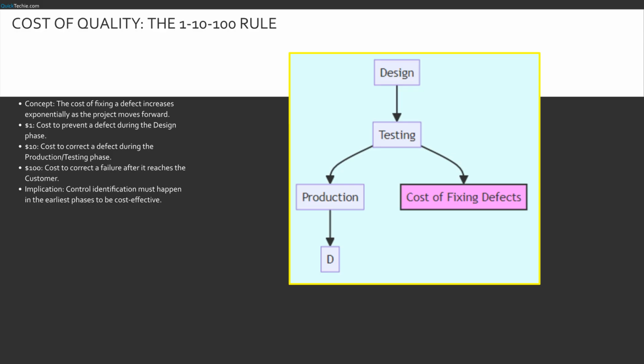This exponential growth in cost is why auditors verify that controls are defined in the requirements phase, not patched in later. We want to pay the price of conformance early, rather than the price of non-conformance later.